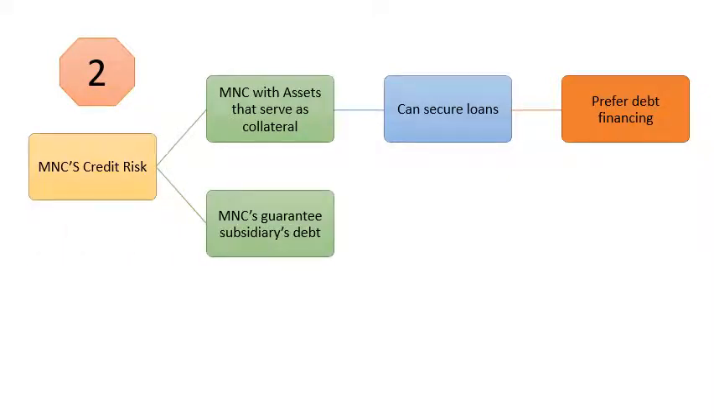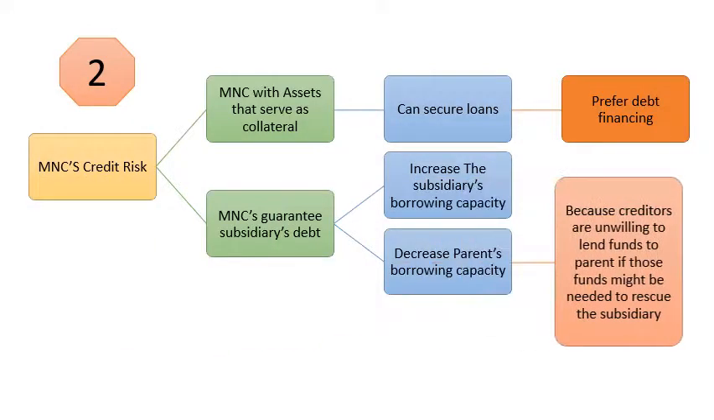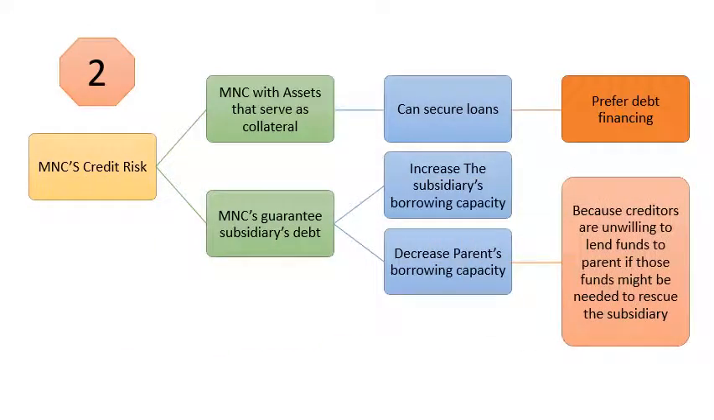But in addition, if the multinational corporation guarantees the subsidiary's debt, it will increase the subsidiary's borrowing capacity, but on the other hand, it will decrease the parent's borrowing capacity because creditors are unwilling to lend funds to the parent if those funds might be needed to rescue the subsidiary.